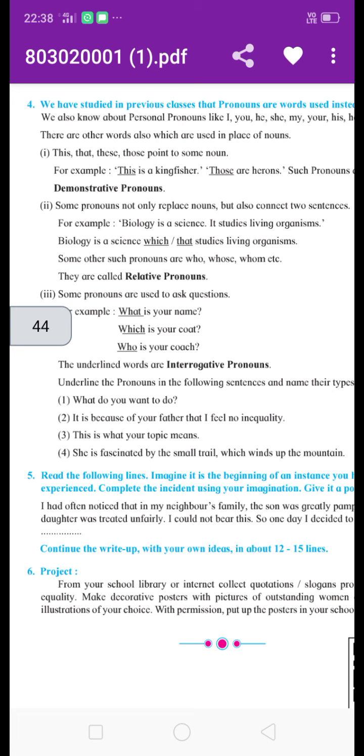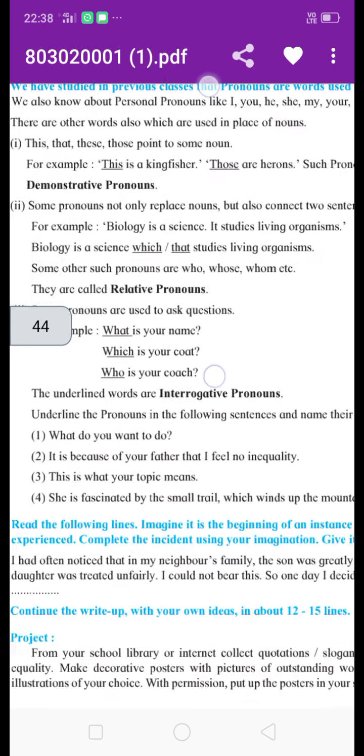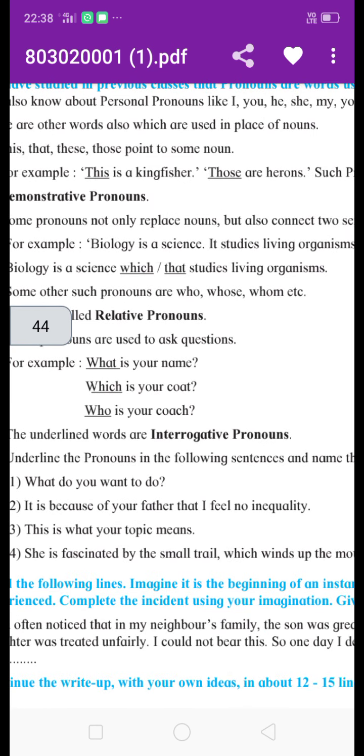The demonstrative pronouns are this, that, these, those, as well as such. Such is also a demonstrative pronoun. For example, this is a kingfisher. Those are herons. These and those are the demonstrative pronouns here.